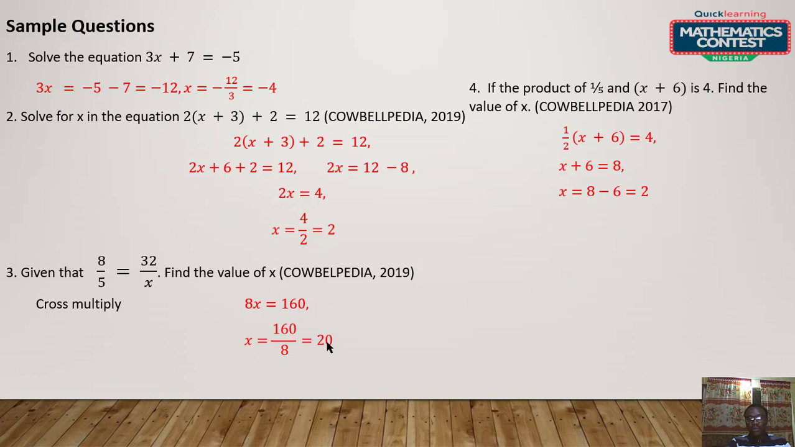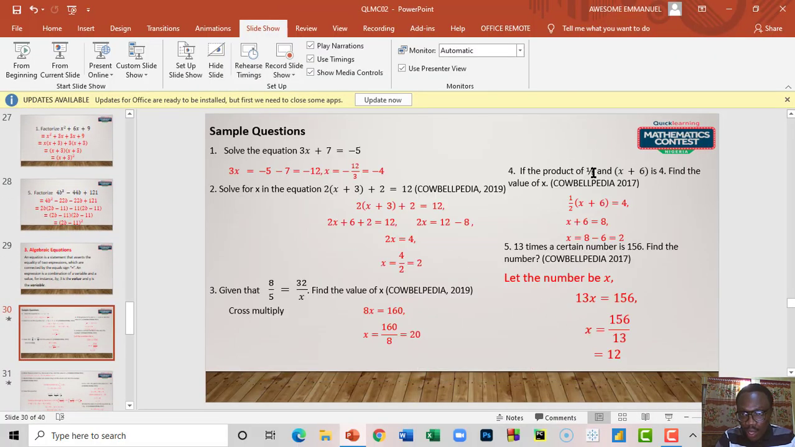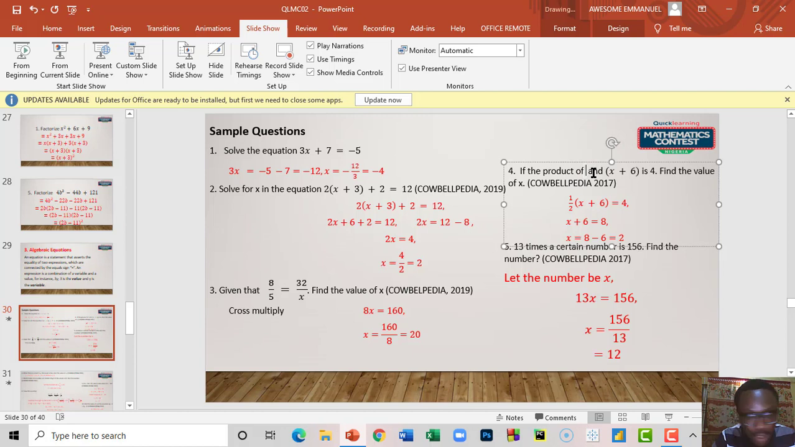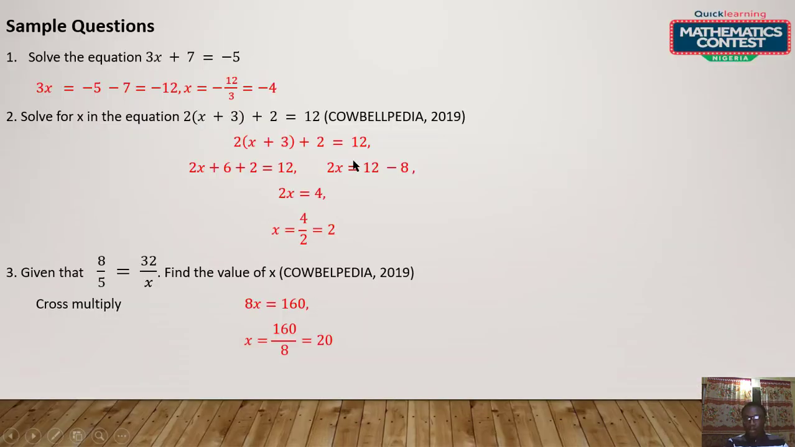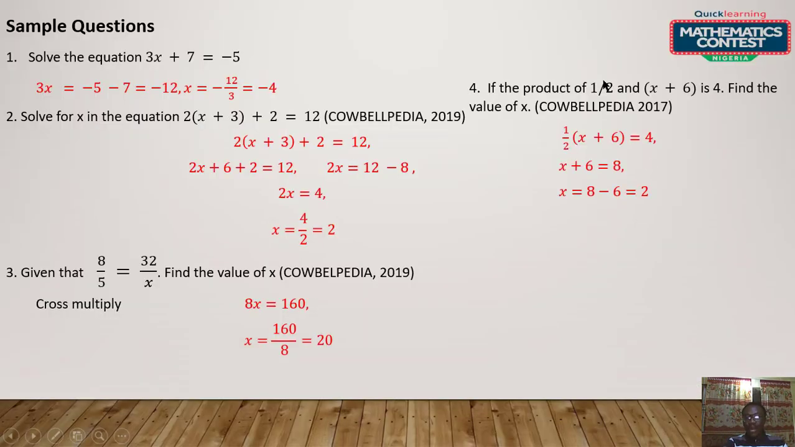Then let's look at this number 4. The question says, if the product of 1/5 and x plus 6 is 4, find the value of x. So we'll keep it in equation form. Product of 1/5, it's supposed to be half rather, not 1/5. Half. So let me just change the equation. If the product of half and x plus 6 is 4, find the value of x. So half multiplied by x plus 6 equals 4.